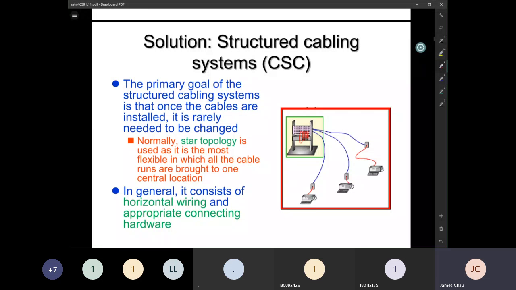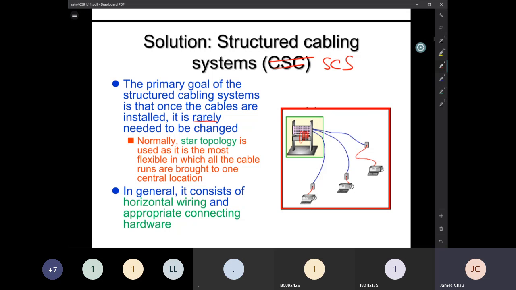Now, the primary goal of the SCS, I need to correct it, it should be SCS, right? We are using the first letters of structured cabling system. Now, the primary goal of SCS should be that once the cable has been installed, it should rarely need to be changed, because replacing cable is very expensive.